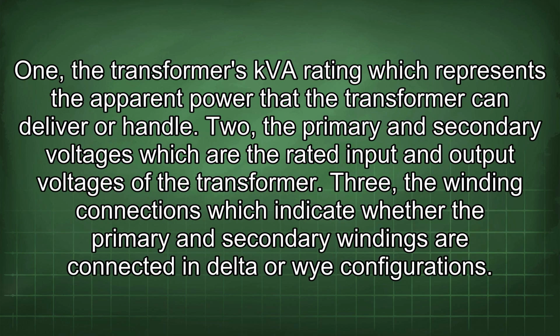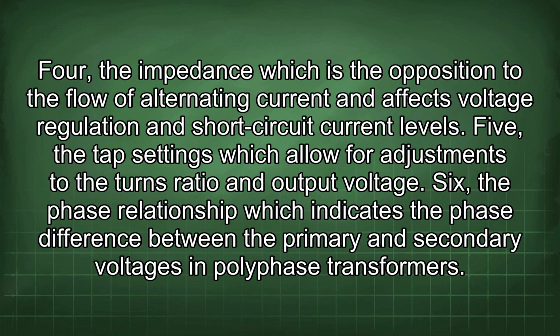1. The transformer's kVA rating, which represents the apparent power that the transformer can deliver or handle. 2. The primary and secondary voltages, which are the rated input and output voltages of the transformer. 3. The winding connections, which indicate whether the primary and secondary windings are connected in delta or Y configurations. 4. The impedance, which is the opposition to the flow of alternating current and affects voltage regulation and short-circuit current levels.